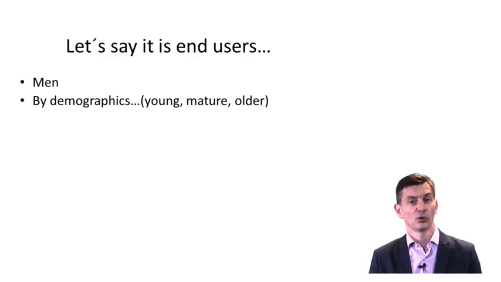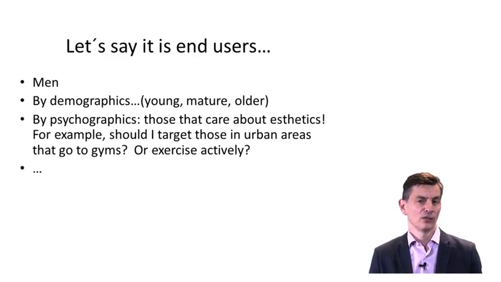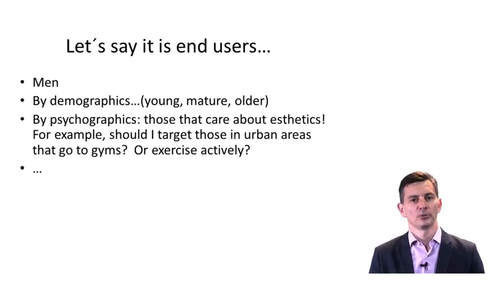The more sophisticated one is actually by psychographics. For example, let's assume that you want to target those that particularly care about their looks and aesthetics. How will I go find them? Will it be people that live in urban areas and go to gyms? Are these more likely to become my customers? Or people that exercise regularly, right? There are many possibilities, and that's why the more specific we get, the better chance we have that the communication campaign actually works. There are certainly more possibilities.